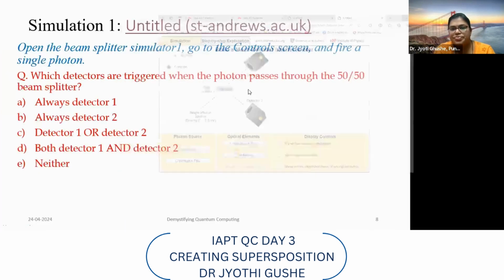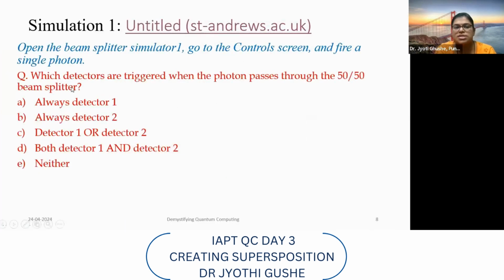The question was, which detectors are triggered when the photon passes through the 50-50 beam splitter? I will give you 30 seconds to write your answers in the chat box. You can write options A, B, C, D.